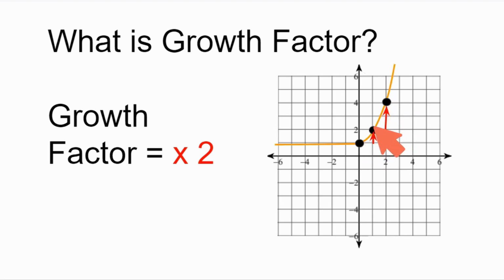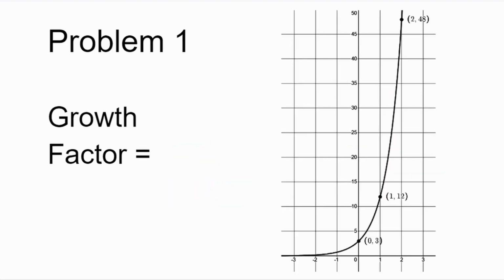So to get from one point to the next, I need to multiply times 2. From 1 to 2, it's times 2, and from 2 to 4, it's times 2. So this graph has a growth factor of times 2. Problem 1. What's the growth factor for this graph?